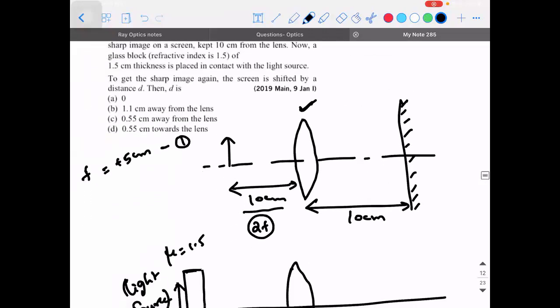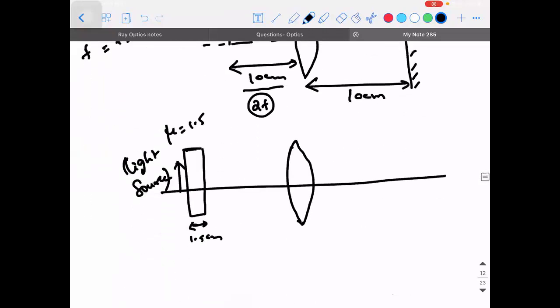I told you one important point. As you keep moving close to the lens, where will the image move? It will move away, correct? So, where should the screen be placed? Should it be moved to the right or to the left?